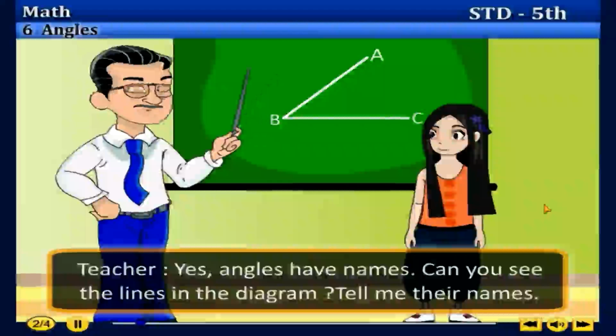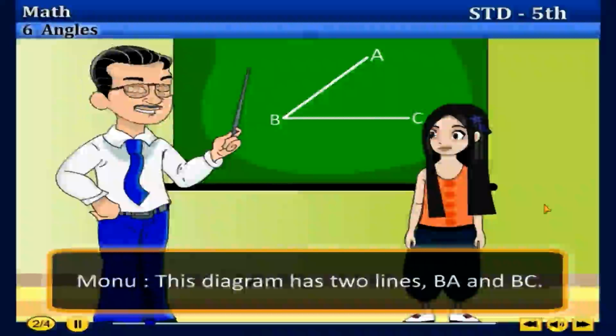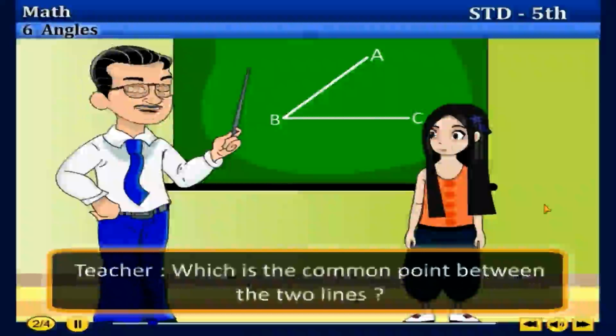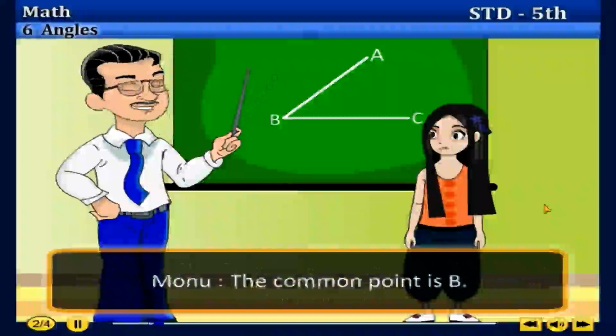Can you see the lines in the diagram? Tell me their names. Monu: This diagram has two lines, BA and BC. Teacher: Which is the common point between the two lines? Monu: The common point is B.